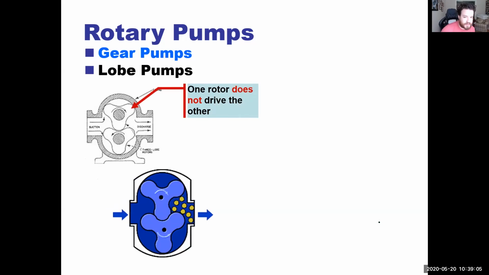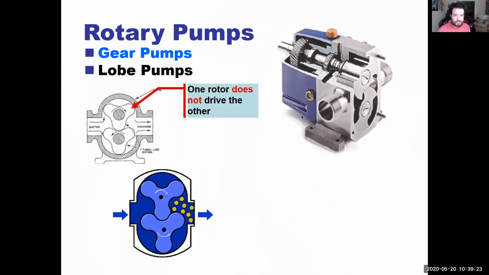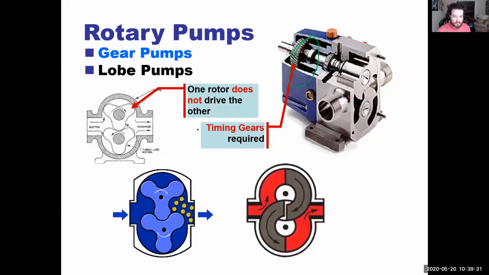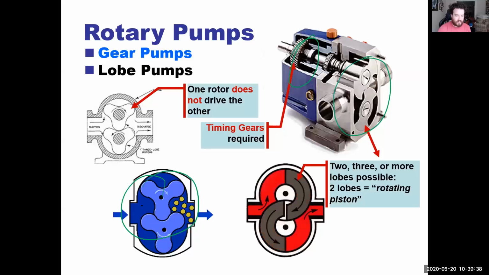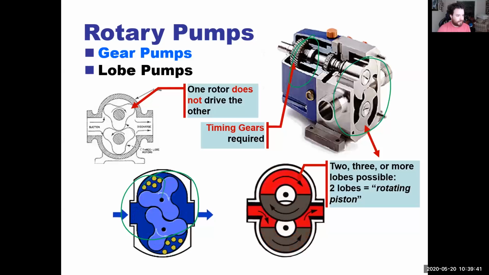And then we have lobe pumps. Now, these do not have a driven or a driving gear. They do have gears outside of them, but the actual pumping mechanism is not driving the other. We have our timing gears over here that will keep them timed together. And then you could have multiple lobes. This example is only 2 lobe. This is a 3 lobe.